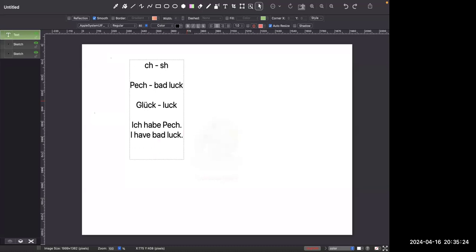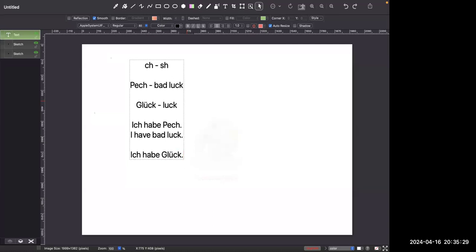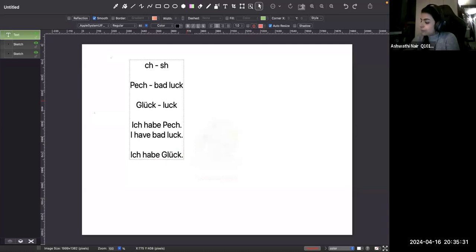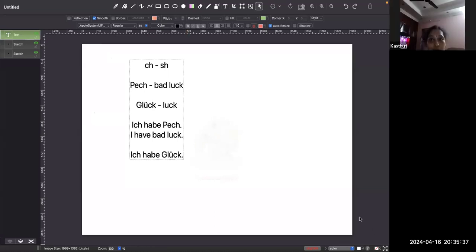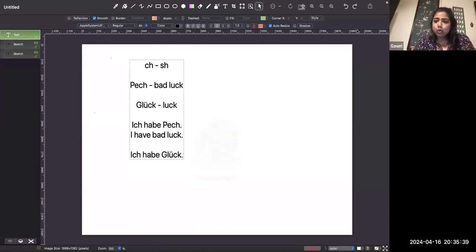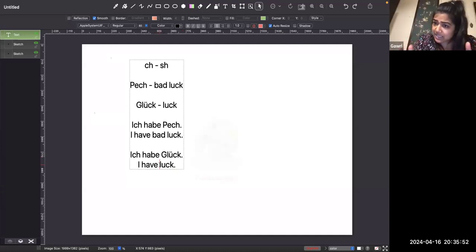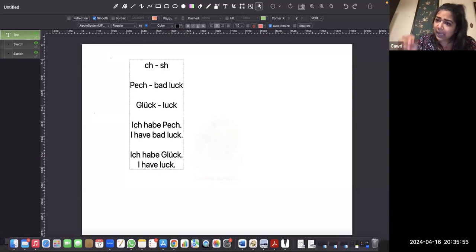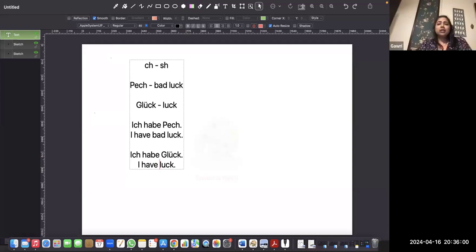But let us learn the opposite sentence also. Ich habe Glück. This means I am lucky, I have luck. Literally, the translation is I have luck. Basically, I have good luck. Ich habe Glück.